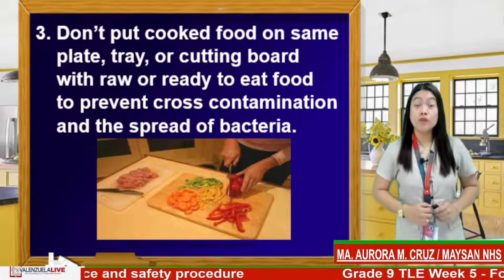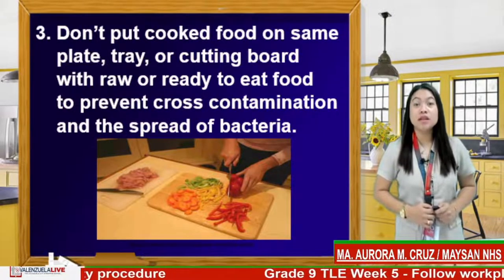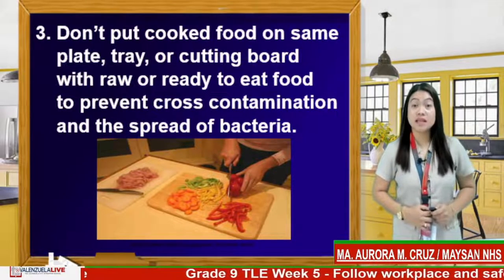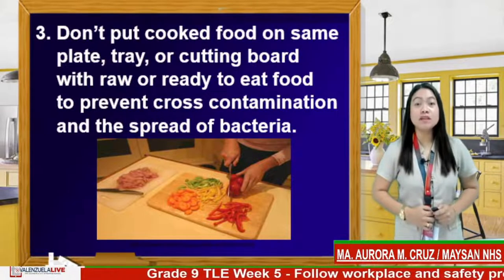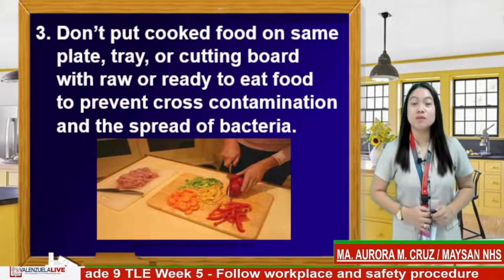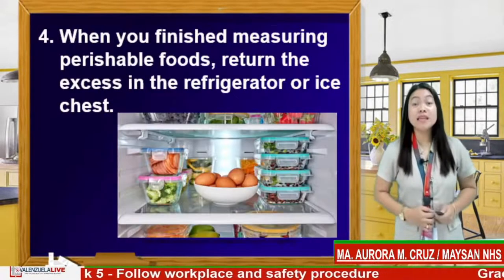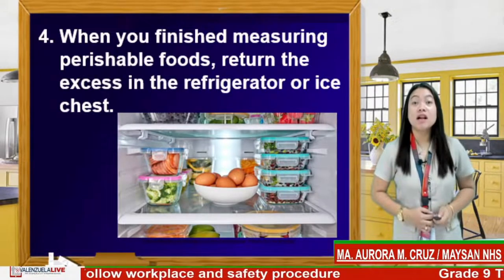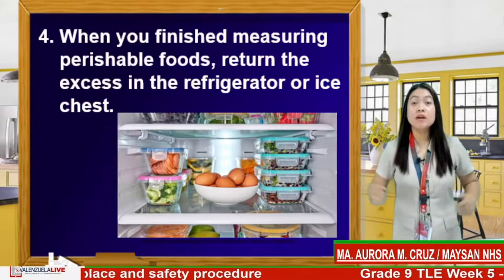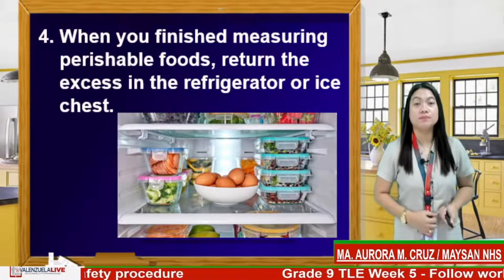Don't put cooked food on the same plate, tray, or cutting board with raw or ready-to-eat food to prevent cross-contamination and the spread of bacteria. Raw meat, poultry, and seafoods are more susceptible to certain foodborne pathogens. So, it is important to keep this food separate from other items whenever you use or store them. When you finish measuring perishable foods, return the excess in the refrigerator or ice chest. Storing food properly maximizes the shelf life and protects it from contamination.